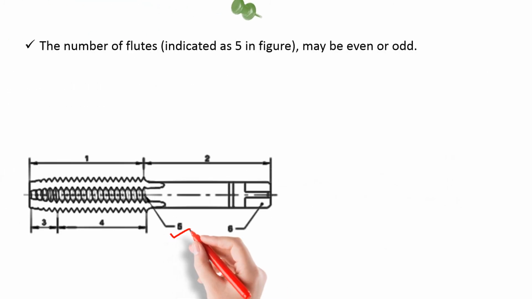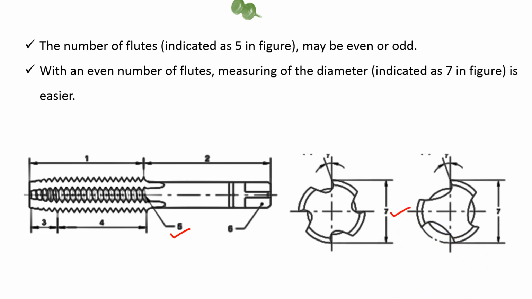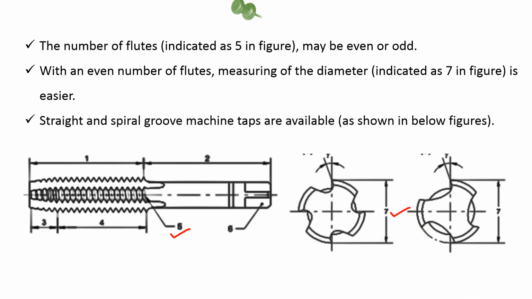The number of flutes, indicated as 5 in the figure, may be even or odd. With an even number of flutes, measuring of the diameter, indicated as 7 in the figure, is easier. Straight and spiral groove machine taps are available, as shown in the figures below.